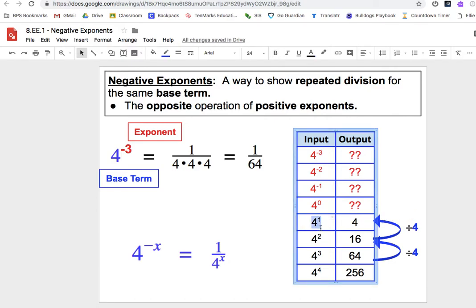So if we go from 4 to the first power to 4 to the power of 0, again, we need to go ahead and divide by 4. And when we do 4 divided by 4, we get 1. This is what we started to see yesterday. Anything to the power of 0, if we look at the pattern in these exponent tables, by the time we get to the power of 0, when we do 4 divided by 4, it equals 1. It's always going to equal 1 whenever we raise to the power of 0.